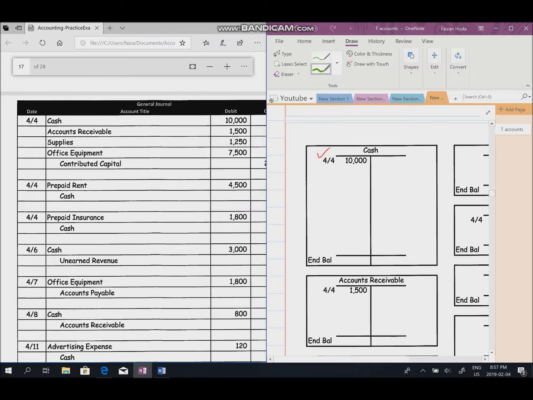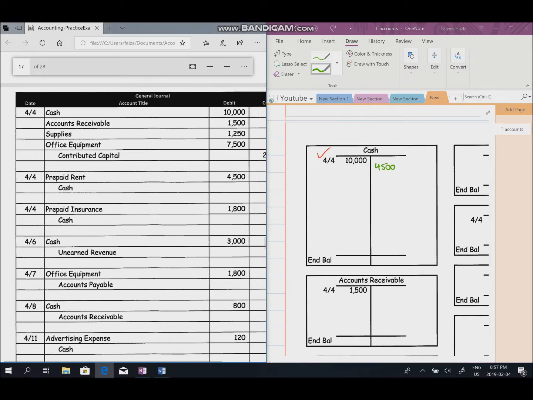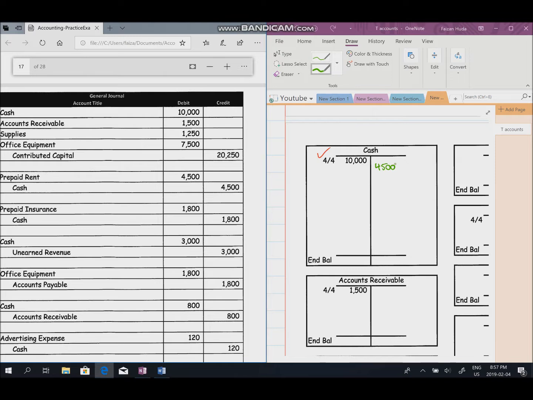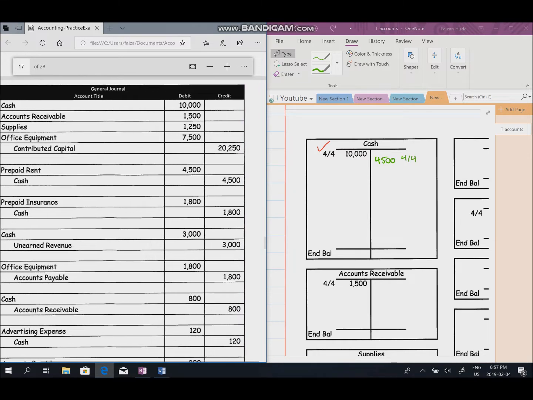As we see over here, prepaid rent and then cash. Cash is being credited. So I'm going to credit cash now for 4,500. I'm going to write the date when it happened, so it's also 4/4. Like that. Next, prepaid insurance. Cash is being credited again. I'm going to post cash 1,800, 4/4.